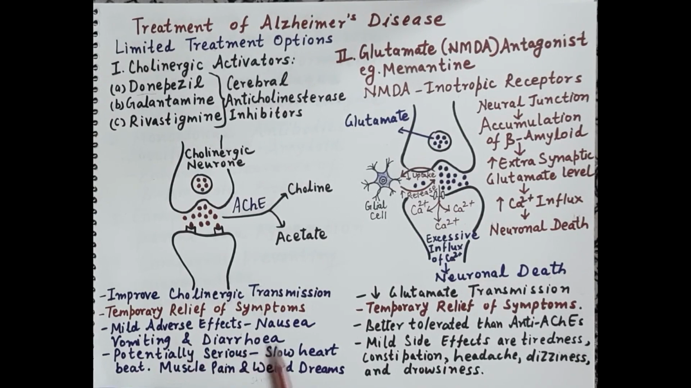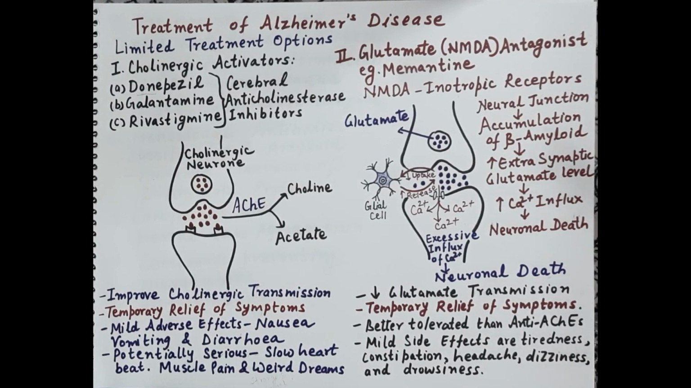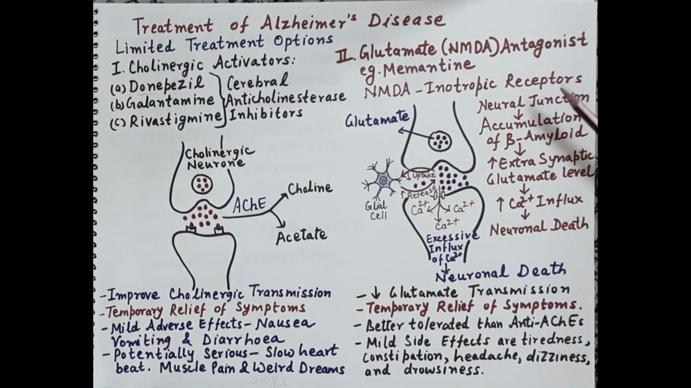The mild side effects are nausea, vomiting and diarrhea. These drugs can also produce potentially serious side effects, like slow heart rate, that is a slow heartbeat, muscle pain, and weird dreams, that is strange and unusual dreams. Many a times it has been seen that the drug is withdrawn because of the low efficacy and potentially serious side effects. Another category of drug is a glutamate NMDA receptor antagonist, for example memantine.